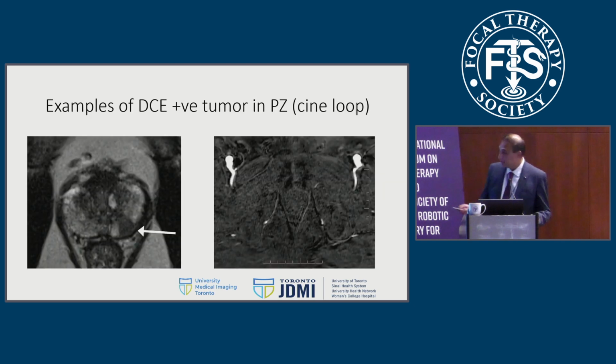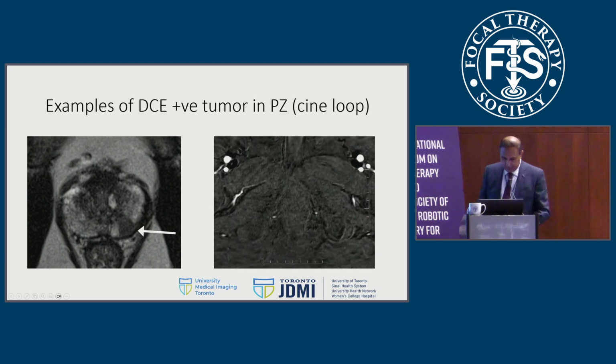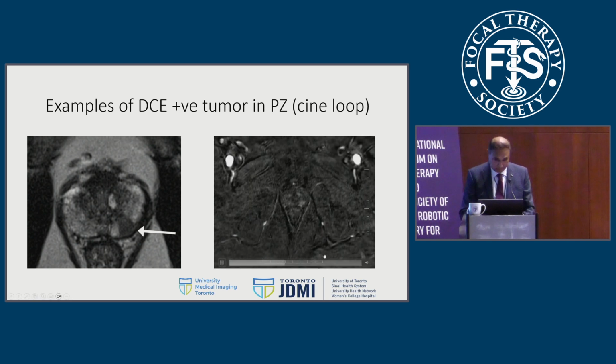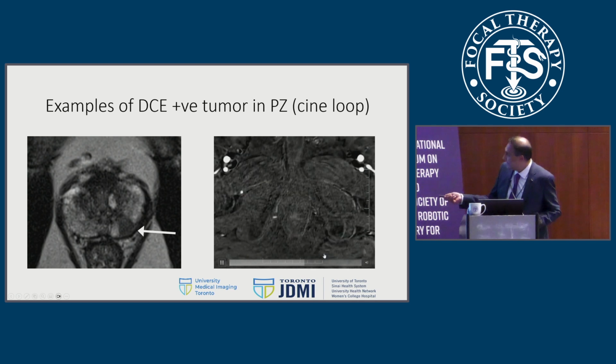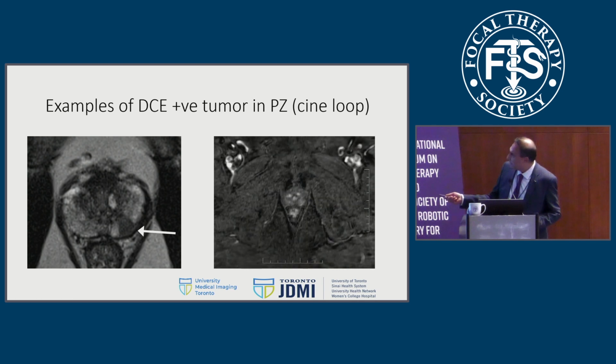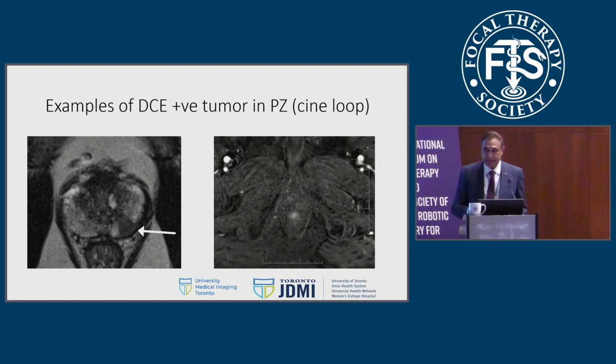So on the left-hand side here, you have a focal abnormality on the T2-weighted image, and then when I run the cine loop, you can appreciate that as it comes along, you'll see that there is a focal early area of contrast enhancement, much stronger as well. So that's what you're looking at on the DCE image, and it should correspond to an abnormality that you're seeing on the T2-weighted image as well.